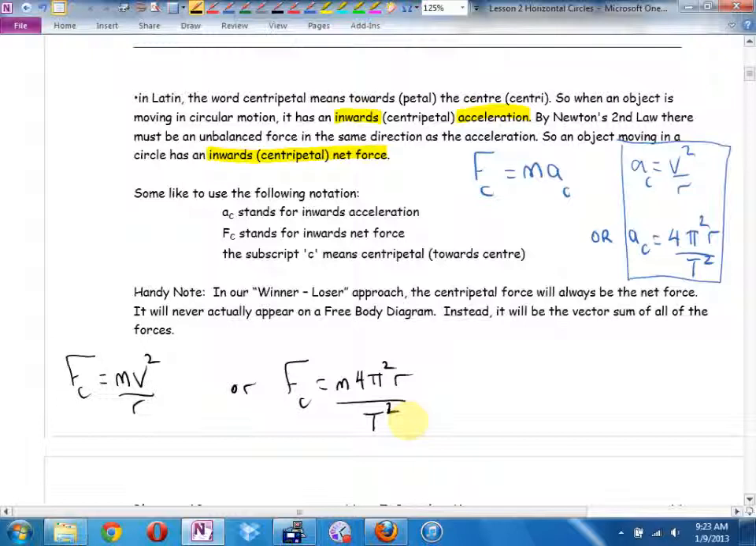A handy note. In our winner minus loser approach, the centripetal force will always be the net force. What does that mean? That means it will never actually appear on a free body diagram. One of the common mistakes, kids want to put Fc on the free body diagram because they think it's a brand new force and it should be there. No, it's your net combined force. If you're moving in a circle, if you add up all the forces, I'm telling you the answer is Fc. Don't put it on your free body. Let's try some.